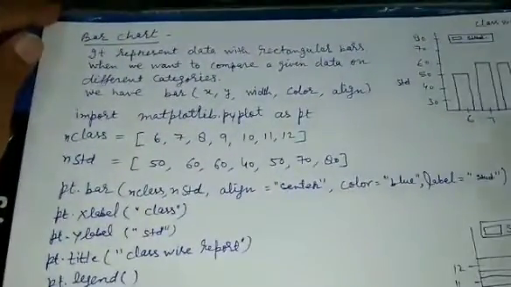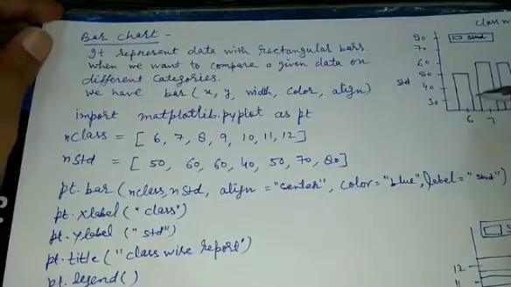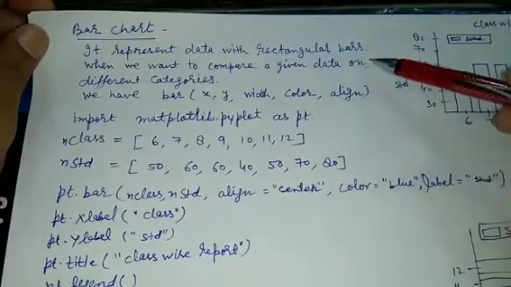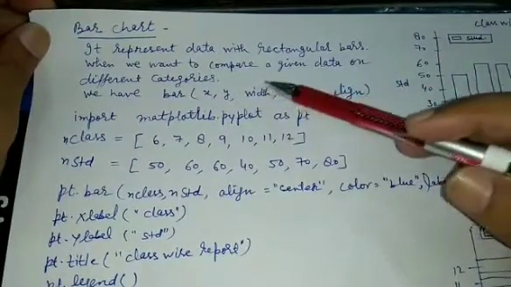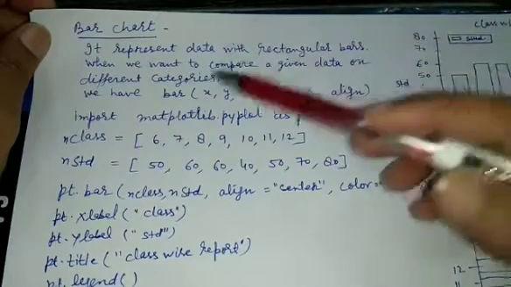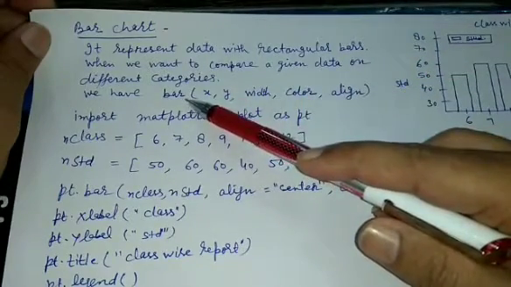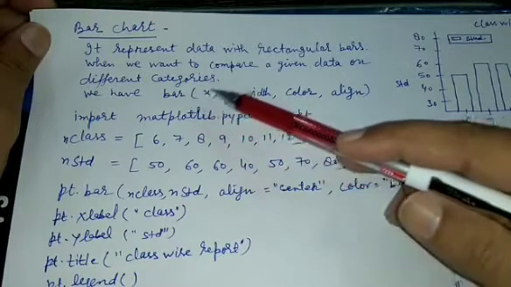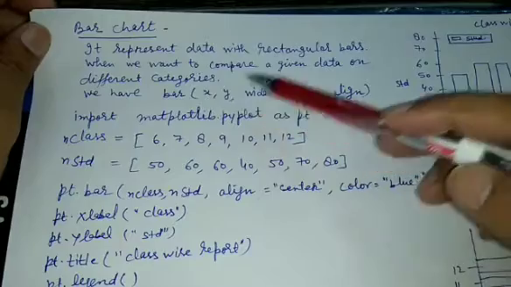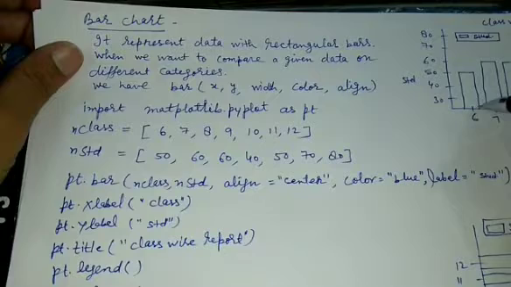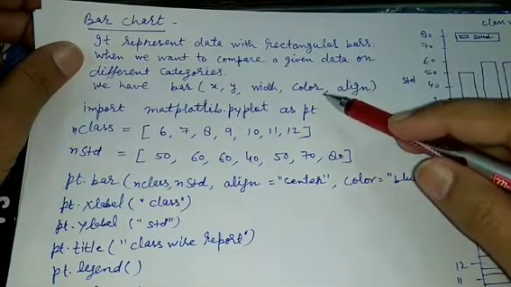First of all, take this vertical bar chart, how to create this. A bar chart represents data with rectangular bars, as I already told you, when we want to compare given data on different categories. So for this we have the bar function for vertical creation of bars. X value, Y value, width. Width means this thing. Color, you can assign the color code.